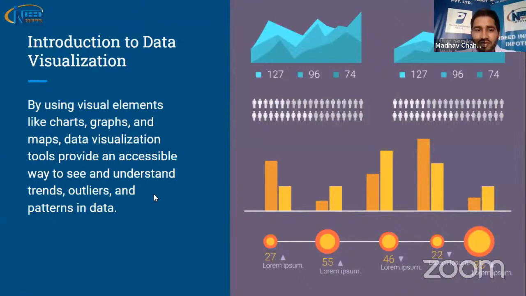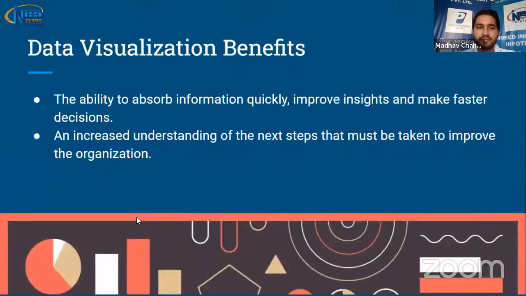So in this way, we can understand the trends, also some outliers and patterns in data, which will ultimately help us in decision making or some other things. So let me move to the next slide.